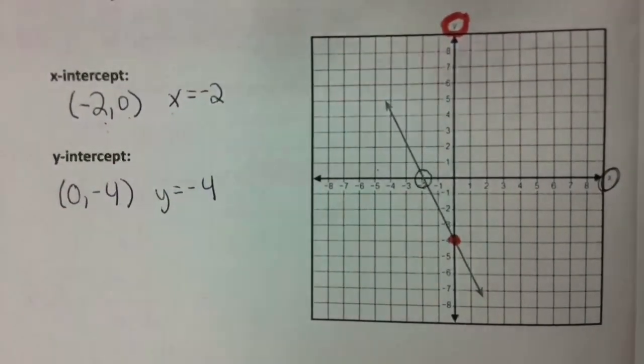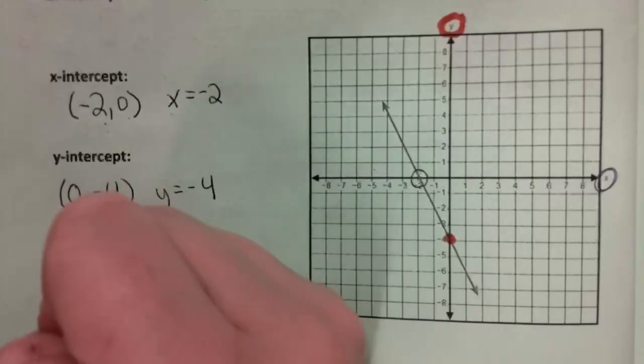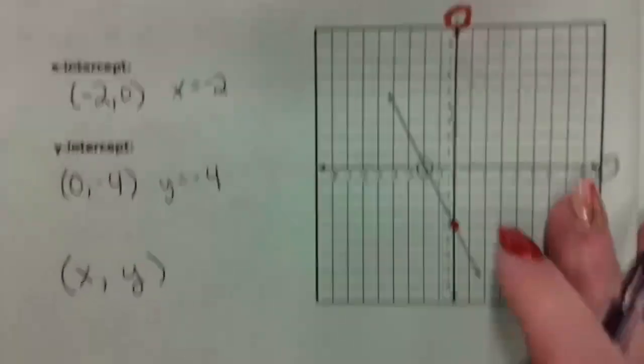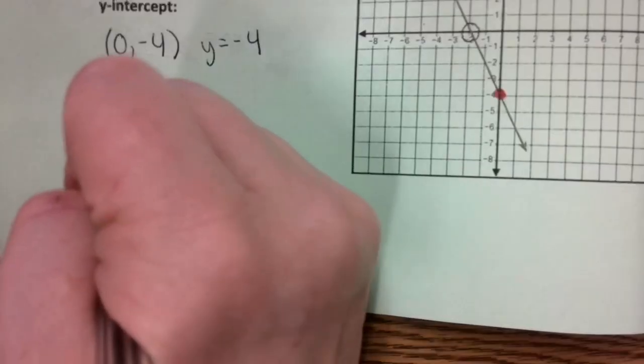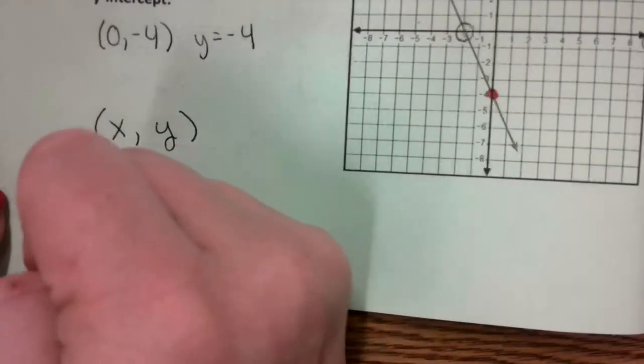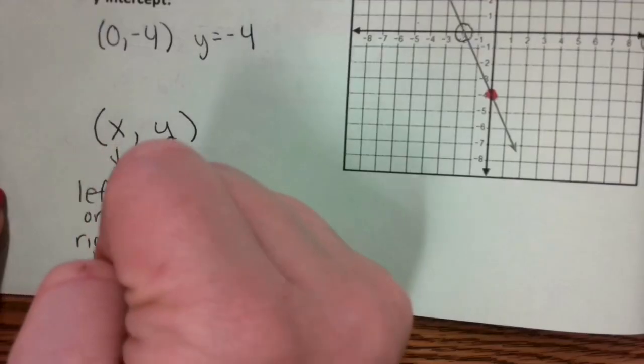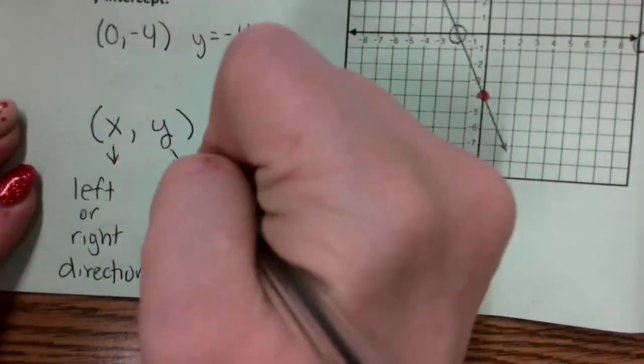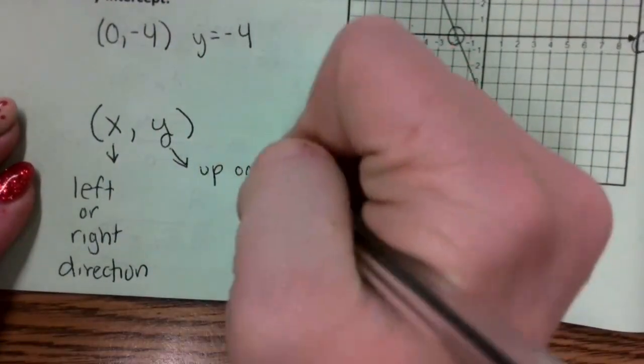Remember, your coordinate points tell you direction. So your first coordinate is always x and your second coordinate is always y. The x-coordinate tells you your left or right direction, and your y-coordinate tells you your up or down direction.